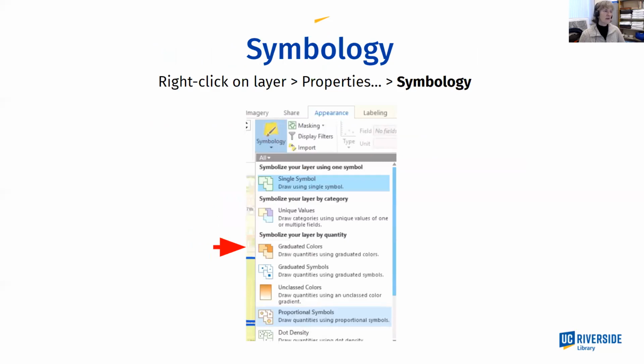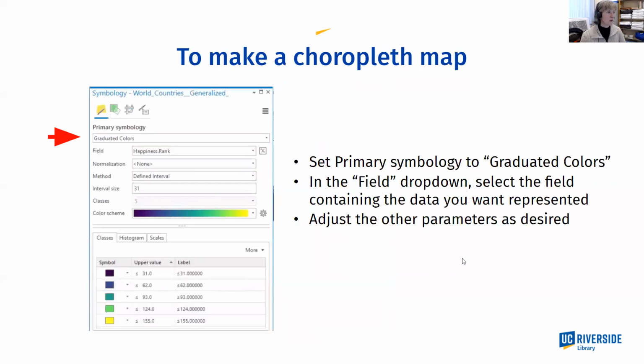So it's really easy. What you do is just right-click on your layer, and one of the choices that comes up is properties, and then you can get to symbology that way. And that's where you get to pick graduated colors as your choice of symbology. So what I did was go back and use that happiness data and made a Choropleth map from that.